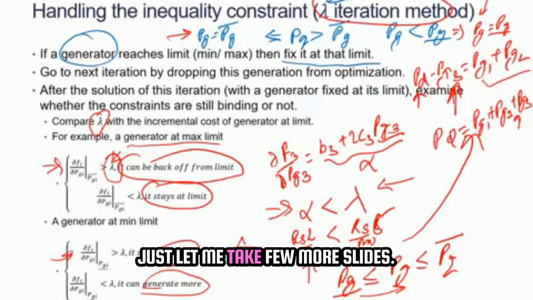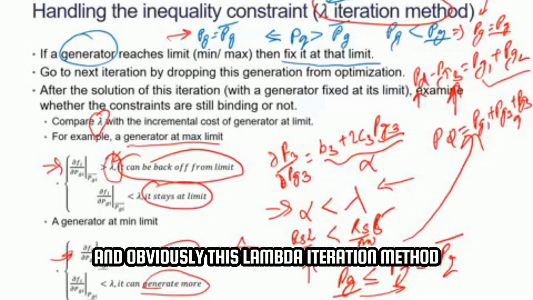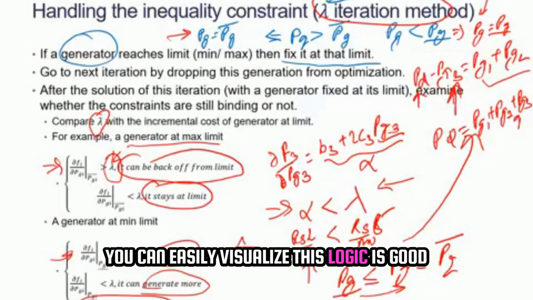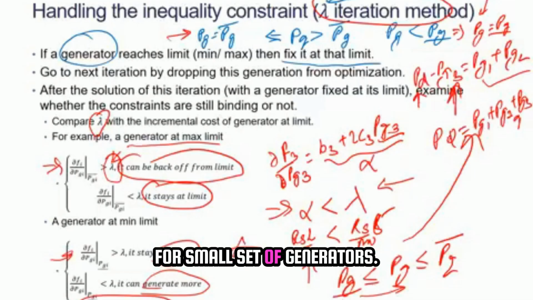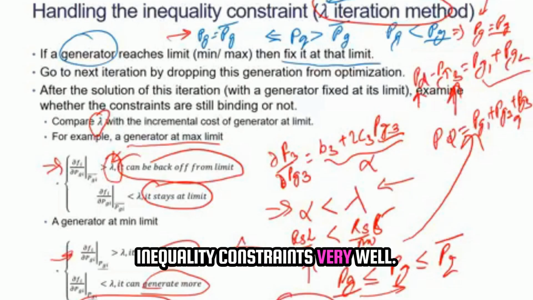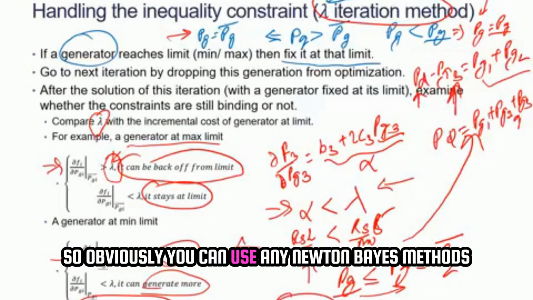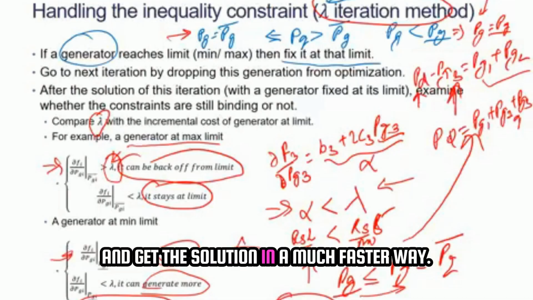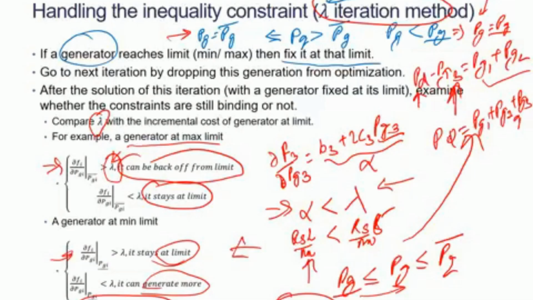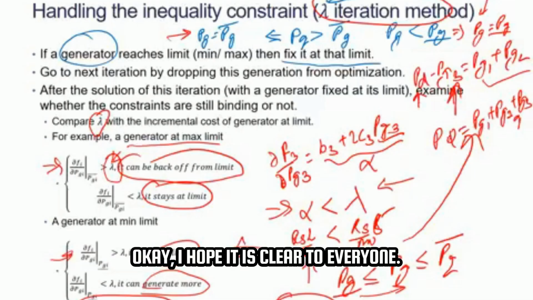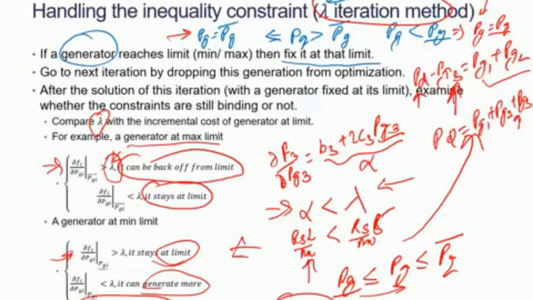Just let me take a few more slides. And obviously this lambda iteration method, you can easily visualize the logic, is good for a small set of generators. If the set of generators is huge, it is very difficult to handle the inequality constraints very well. So obviously you can use any Newton based methods and get the solution in a much faster way. Okay, I hope it is clear to everyone.